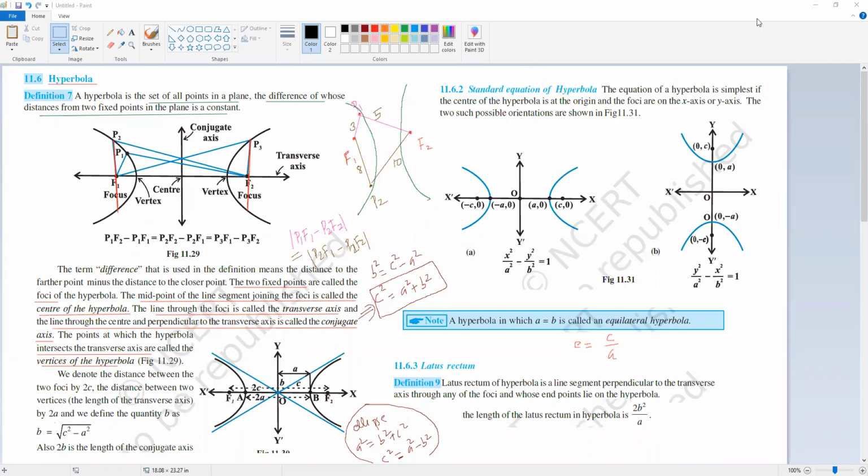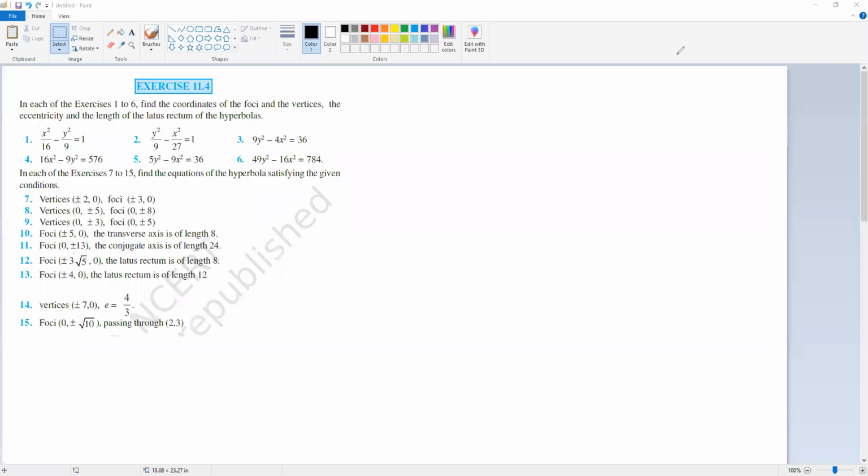Okay, look at the questions. Questions 1 to 6, we will not do all of them, only one or two. What we have to do is find everything related to it: foci, vertices, eccentricity, length of the latus rectum, all those things. Look at the first equation. We'll do some complicated one normally. Fourth one we will try: 16x square minus 9y square is equal to 576.